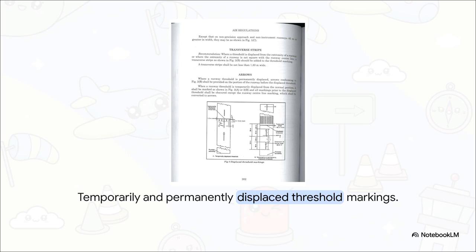Now, if it's only temporarily displaced, all the old markings prior to it are obscured, except the center line, which gets converted into those arrows. Remember, never ever land short of a displaced threshold. That area might be structurally fine for taxiing slowly, but it doesn't guarantee the structural support needed for the heavy dynamic impact of a landing aircraft.